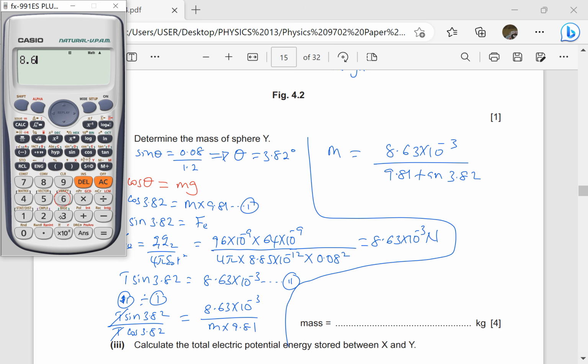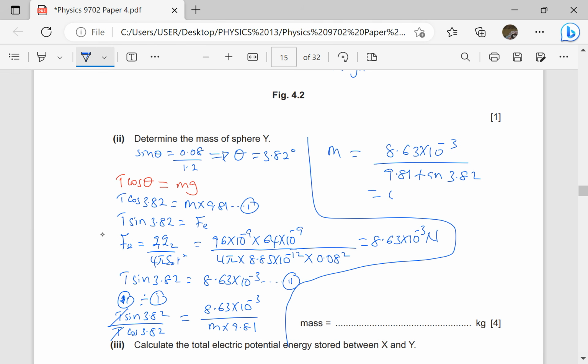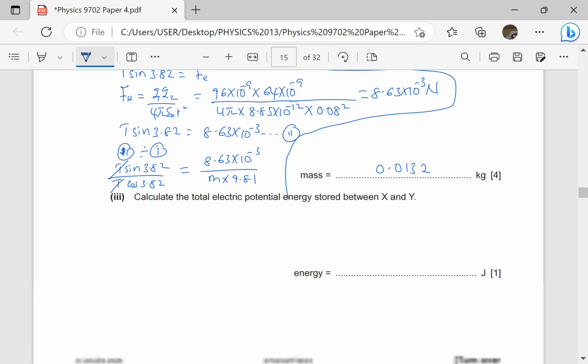So I'll say 8.63 exponent negative 3 divided by 9.81 tan of 3.82, which is giving me 0.013 kilograms, or 0.0132. So I'll write here 0.0132 in kilograms. So that is the mass.